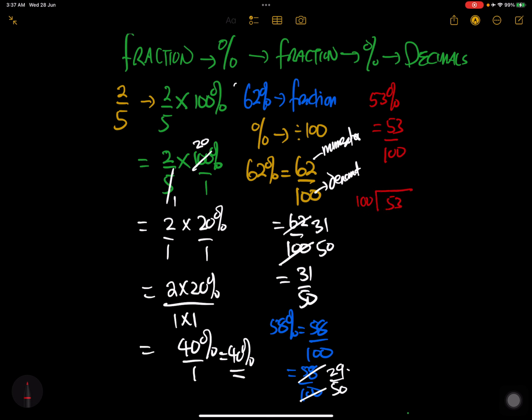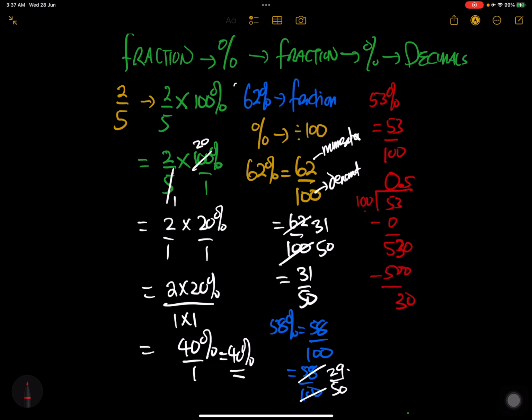Once we have this, we let 100 come out, and we have 53 going there. We begin the decimal process. 100 cannot go into 53, so it's 0 here. 0 times 100 is 0, and we have 53. We subtract, and then 100 cannot go into 53, so we put a point. When we do that, we add a 0 here. 100 can go into 530 5 times, and we get 500. We subtract, and we get 30.